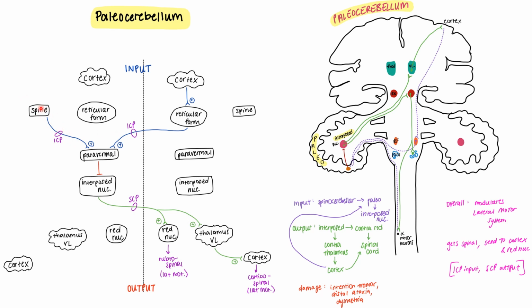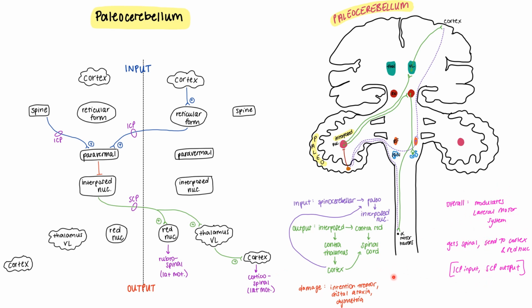And it's going to take information from that and from the cortex, and it's going to end up sending information out to talk to not only our cortex, which then is going to communicate with our spinal cord, which is the goal. It's also going to communicate with our red nucleus to send our rubrospinal tract to do the lateral motor system of that cervical region, so our arms. And then this is going to be all the rest of the motor systems here. So overall, it modulates the lateral motor system.